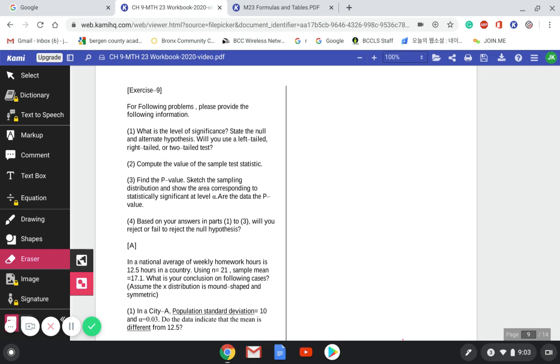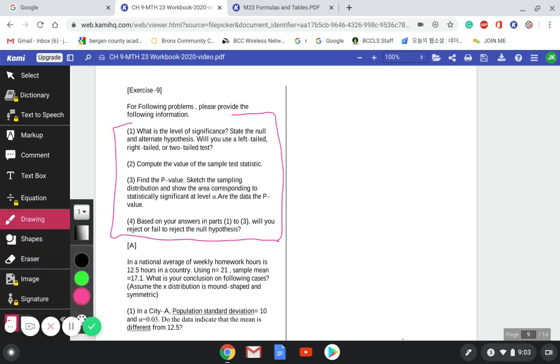To do that, as I said before, you need 4 steps of proving it. You have to show the four steps. Number one, you have to state the null and alternate hypothesis, and also indicate whether you need to do a left tail test, right tail test, or two tail test. And then step 2, you need to compute the sample test statistic, which means getting a z-value.